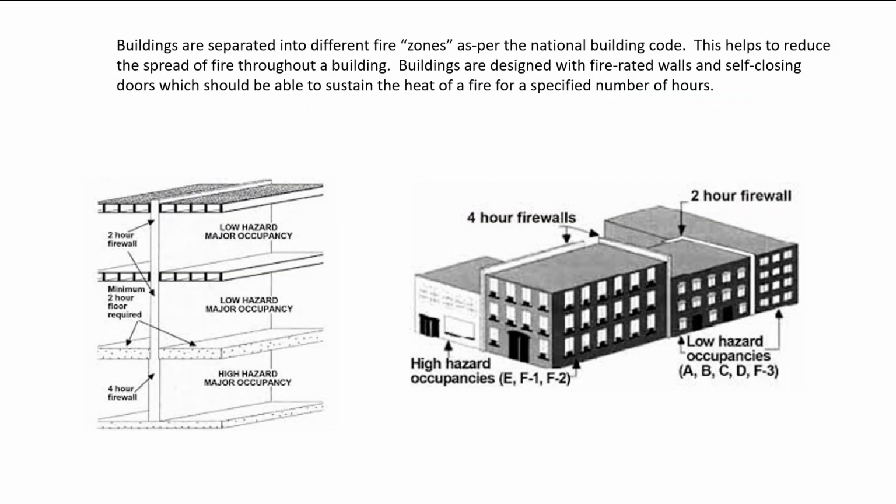Buildings are separated into different fire zones as per the National Building Code. This helps to reduce the spread of fire throughout a building. Buildings are designed with fire-rated walls and self-closing doors, which should be able to sustain the heat of a fire for a specified number of hours.